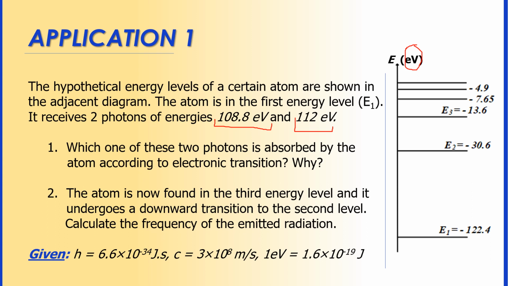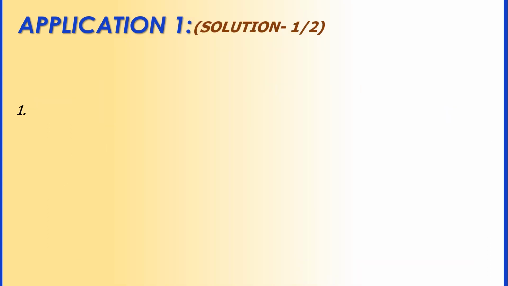And why? The atom is now found in the third energy level and it undergoes a downward transition to the second level. So the first question is moving up. We call that absorption. The second question is moving down, a downward transition. We call that emission. How do we write this when it comes to questions and answers? Let's move on and check. First, you notice in the given we have the basic values given: h, c, and the 1 electron volt conversion. So let's move to answering 1, which is simple, by the way.